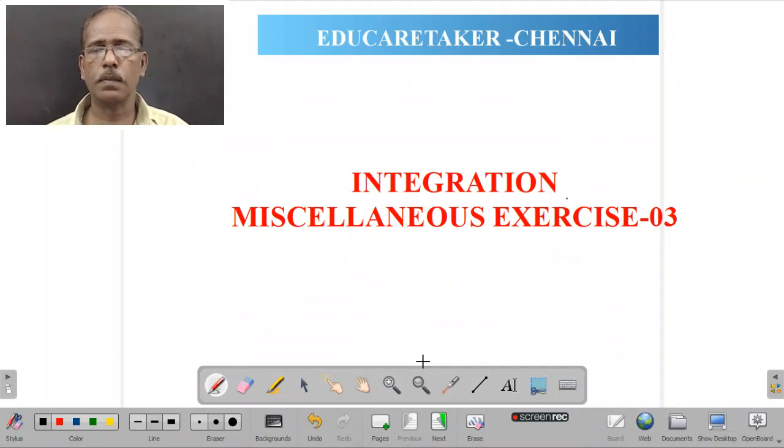Let us discuss the third part of the integration miscellaneous exercise. Already two sessions are over, so let us start our new session, the third session, from question number 12 of the exercise. Let us continue now.